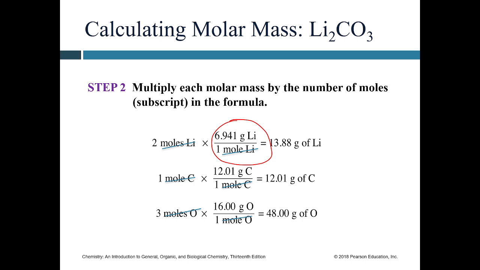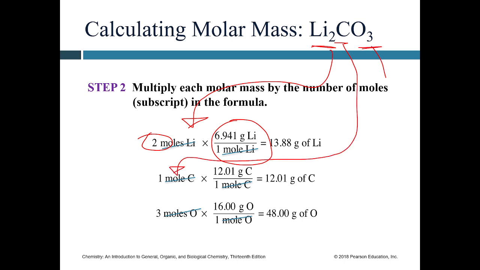And so we multiply that number by 2 here, because that's the number of lithiums in the formula. There's 2 lithiums, so we multiply by 2. Carbon only has 1 of them, so it's times 1. And then oxygen has 3 times 3. Okay, that making sense? Am I losing anybody? Okay, fantastic.